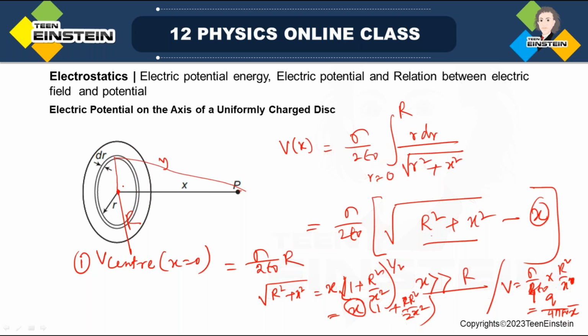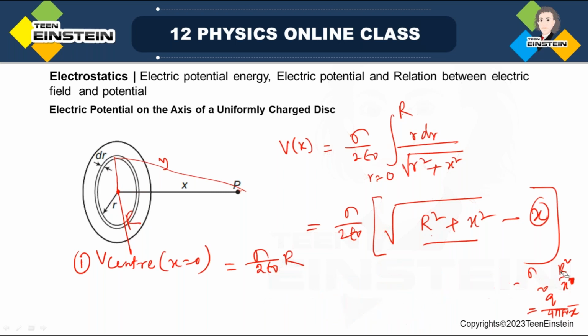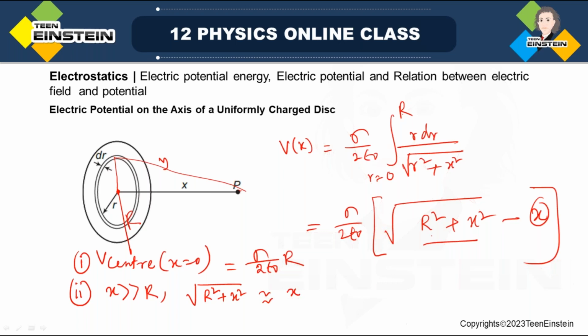All right, I think this portion has become too messy, so I'll just do it quickly. I had already discussed this, I'll just write it down quickly. So the second point, if x is much greater than R, this term can be simplified by taking x square common, so this will be 1 plus R square by x square whole to the power half.